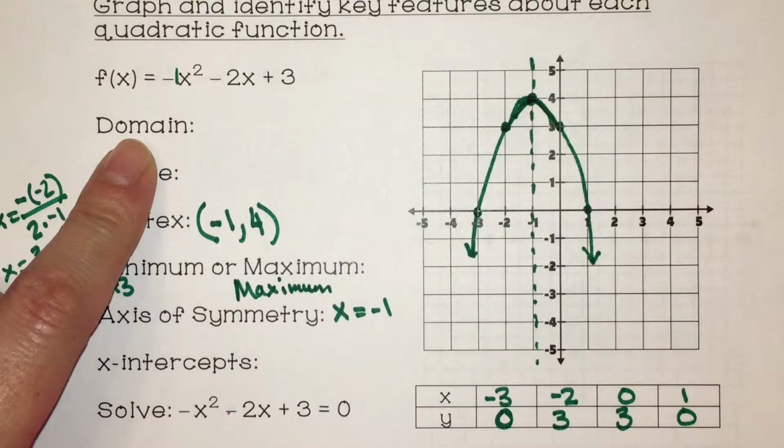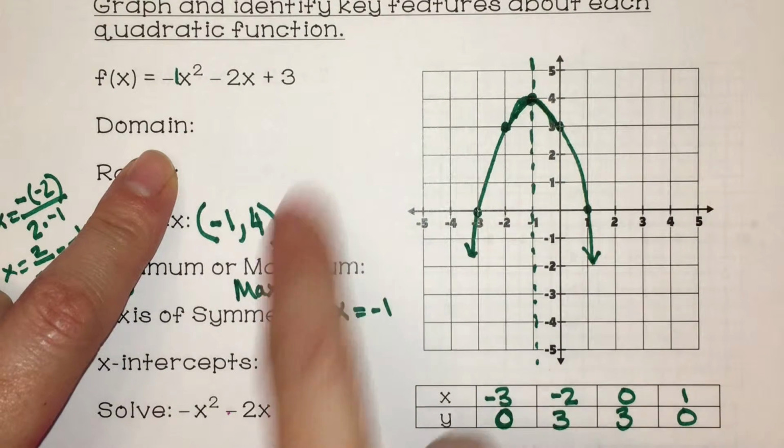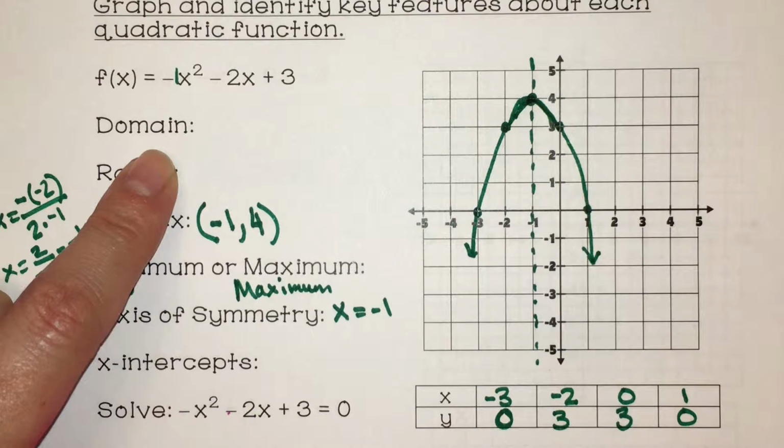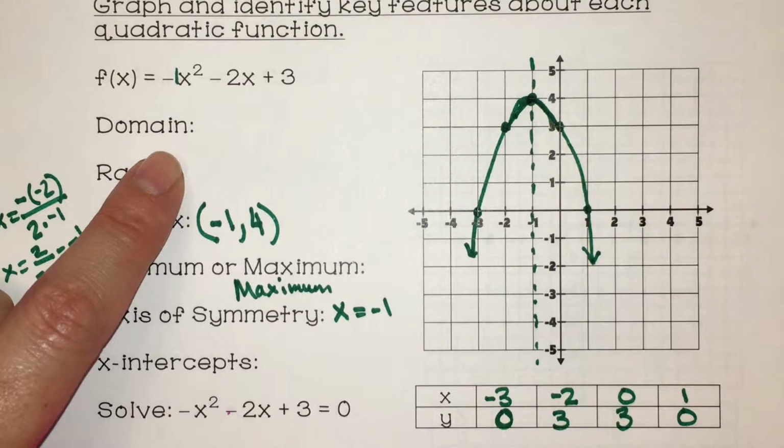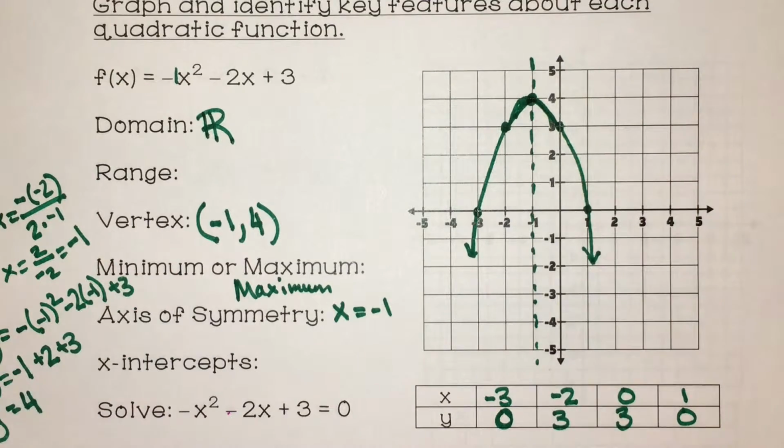My domain, most of the time, unless you have some sort of restriction, when you're working with quadratic functions, as long as it doesn't tell you x has to be restricted by anything, you know that your domain is all real numbers when you're working with quadratic functions.